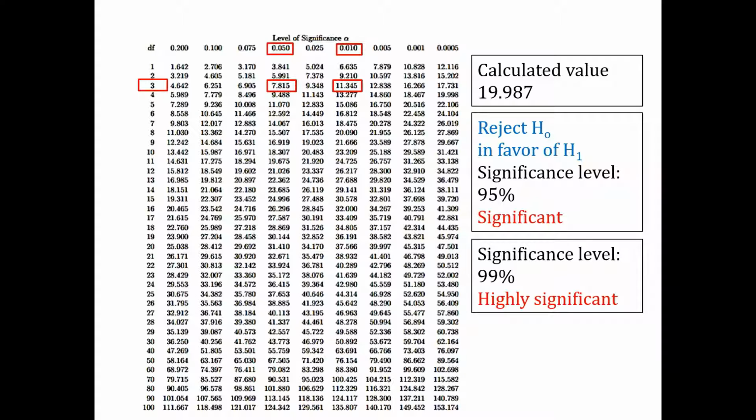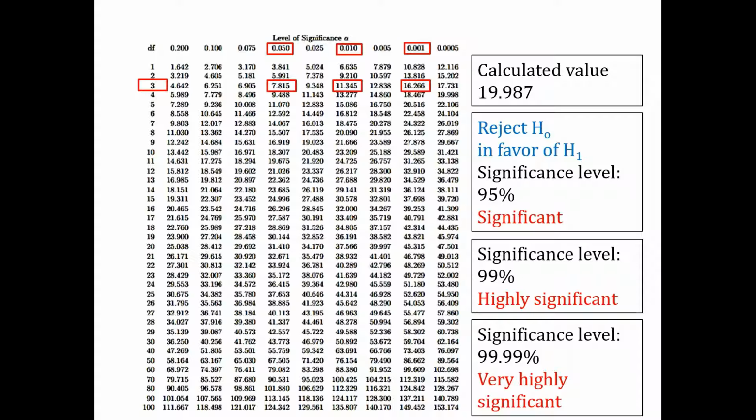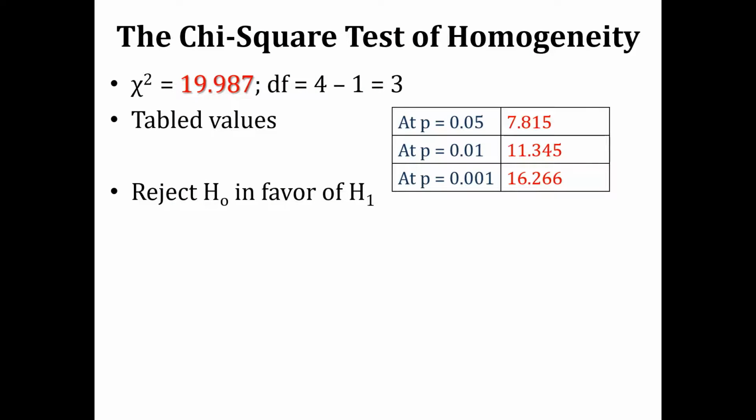And now we move on to our next level of critical probability of significance, which is 0.001. And here we can see that our calculated value is also greater than this value. This is 16.266, the table value at the 0.001 significance level of 99.99%. So our results are very highly significant, that there is a 99.99% probability that our null hypothesis is false, right? So the probability of the null hypothesis to be true is less than 0.001. Therefore, we are rejecting the null hypothesis and we are accepting the alternate hypothesis.